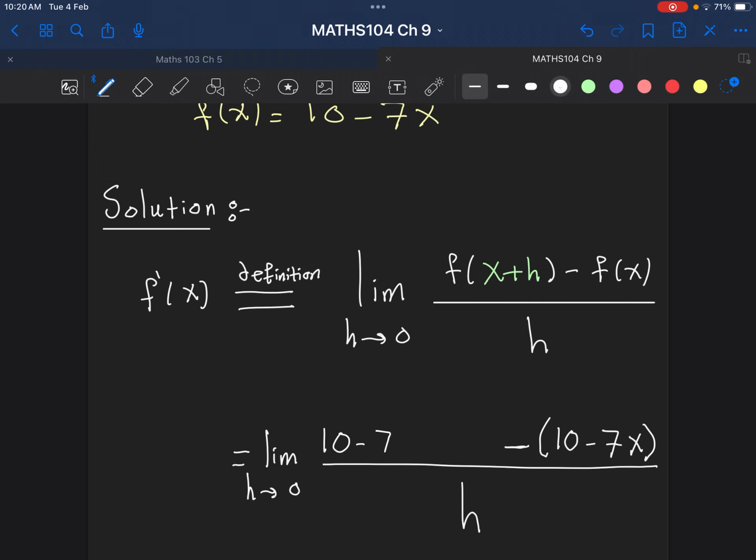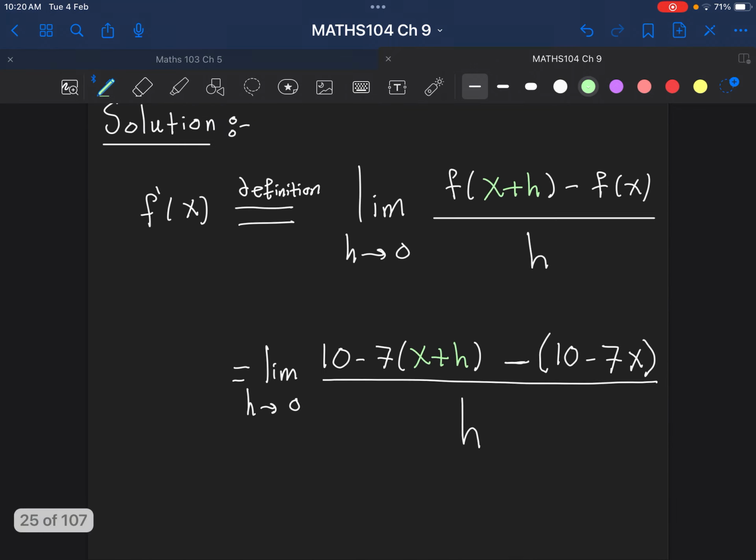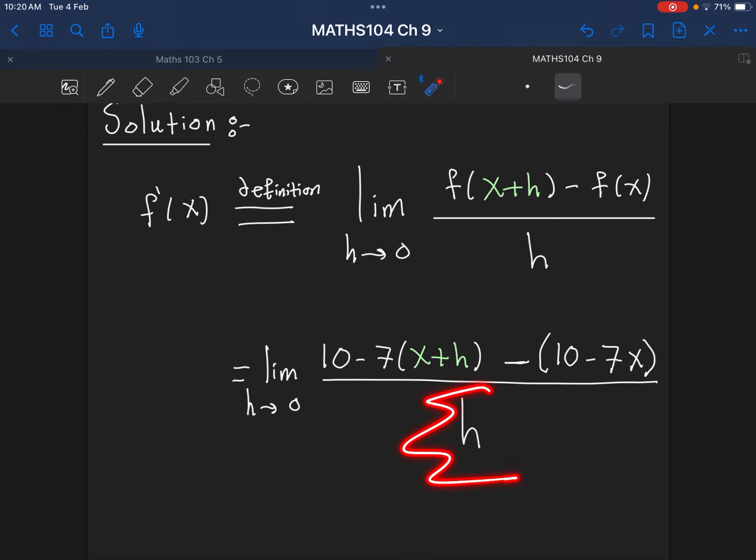So it will be 10 minus 7 times x plus h. Of course, this one I have to write with a different color, because here I should write x, but now I need to write it x plus h. Now, the next step, we need at some point to cancel this h, which is in the denominator. That's what we will have to do at some point. So the first step, let's distribute the 7. Let's distribute the minus, and then we will see what we are going to get.